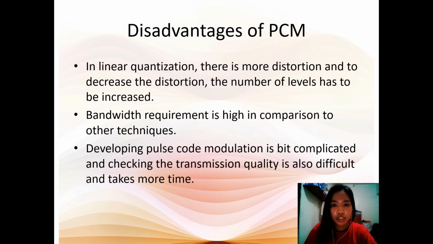Some of its disadvantages are: in linear quantization, there is more distortion, and to decrease the distortion, the number of levels has to be increased. And so the bandwidth requirement is high in comparison to other techniques. And developing pulse code modulation is a bit complicated, and checking the transmission quality is also more difficult and takes more time.